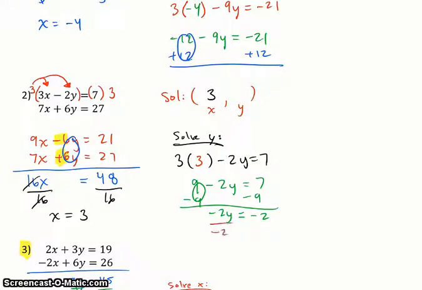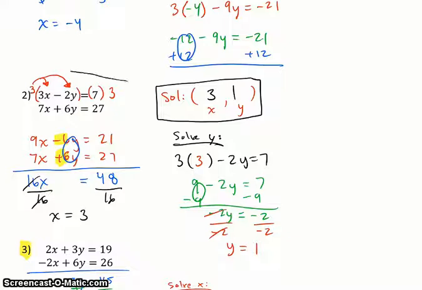So divide by negative 2. The negative 2 cancels out. y is equal to positive 1. Negative 2 over negative 2 is positive 1. So this is my solution to the original system there. All right, so hopefully that was helpful.